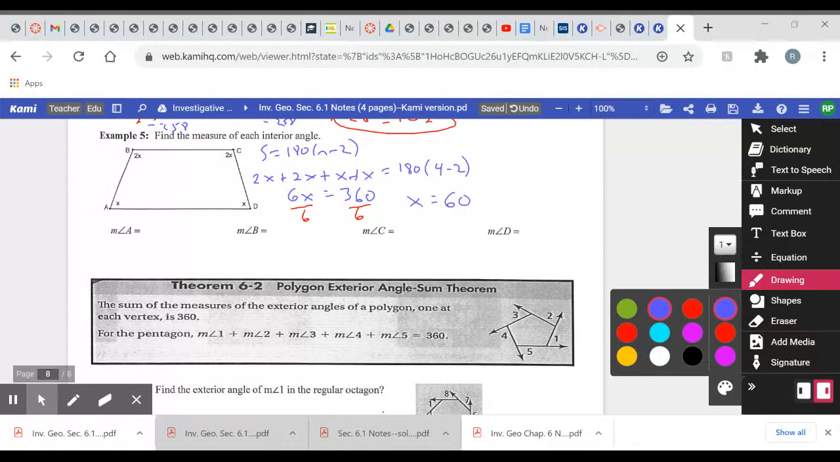The question asks, what's the measure of angle A? Since x is 60, I know angle A is 60. Angle B is 2x, which is 2 times 60, so that gives me 120. Angle C is also 2x, which is 120. And angle D is just x, so that's 60. If you want to double check that all of those add up to 360, that will help you verify that.